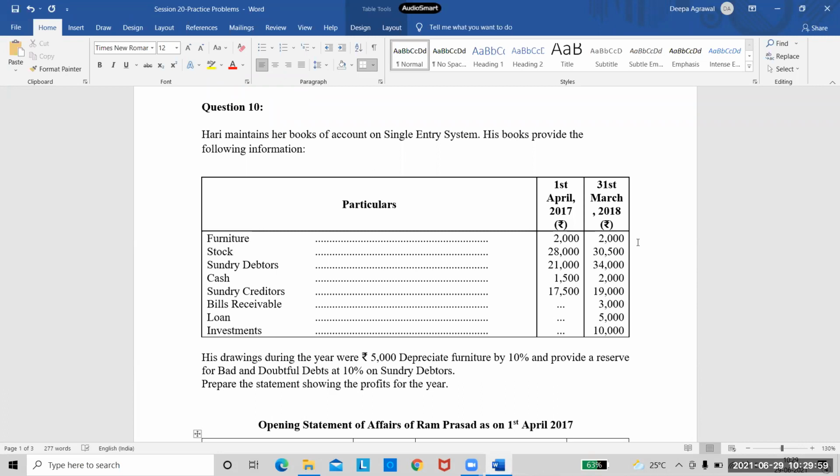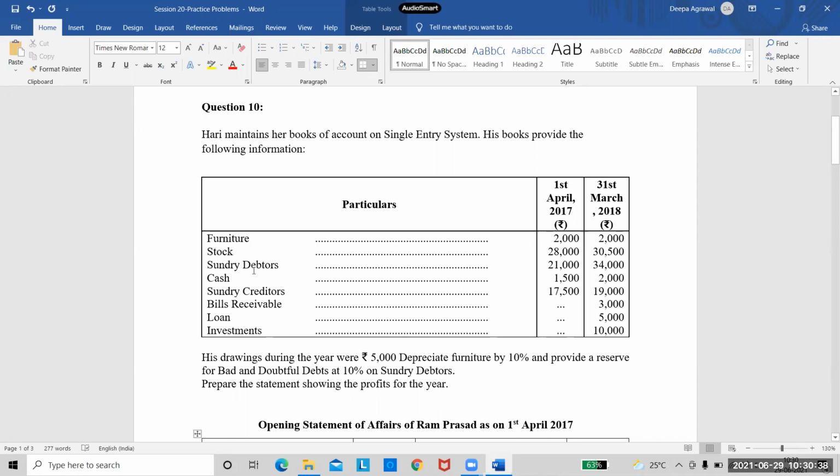Now, one important information I want to share here. Right now, he has given 1st April in the first column and 31st March in the next column. Sometimes he will give the values of 2018 in this column and 2017 values in the next column. So you should always be very careful with the dates. Opening values you will take for the opening statement, closing values for the closing statement. He jumbles up the columns to confuse you. So you should always read the dates. It's not that the first column is always opening and the second column is always closing. Be careful with the dates.